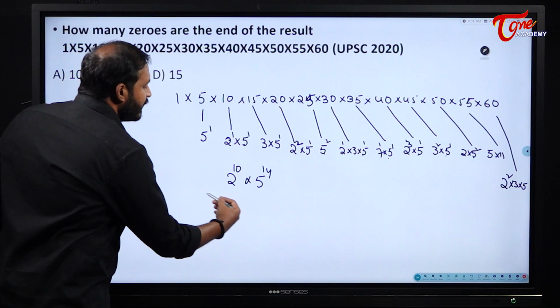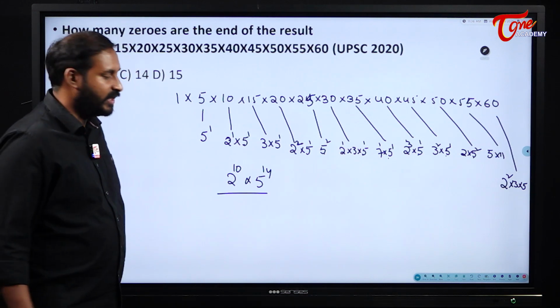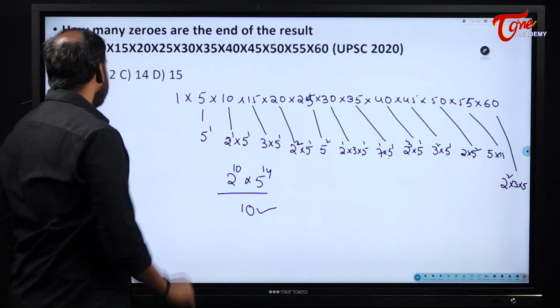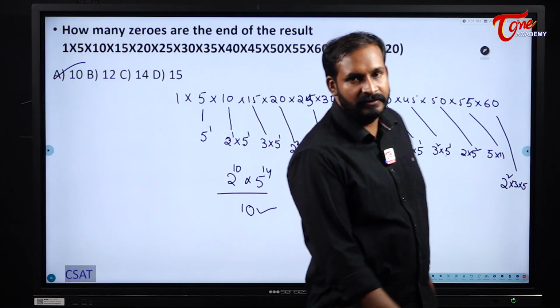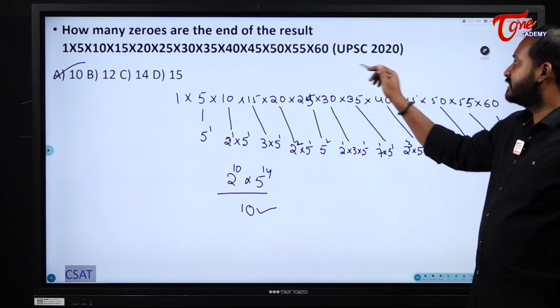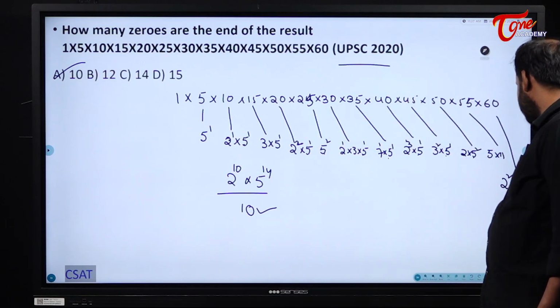So total how many pairs of 2 and 5s we can make here? We can make 10 pairs of 2 and 5s. So the number of zeros for this is 10. So the number of zeros for this one will become how much? 10. So simple question they asked in 2020 based on number of zeros.